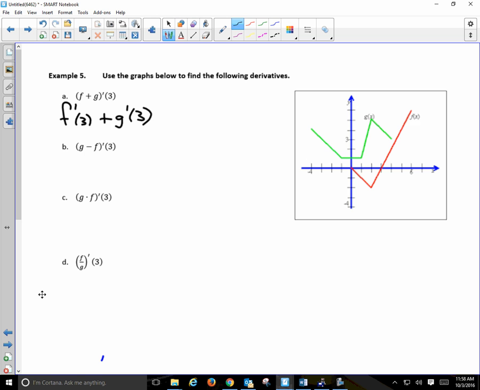Who could tell me what F prime of 3 is? That's F of 3. I want to know what F prime is. F prime means the slope. I want to know the slope. How'd you get 2? You just look at it. Okay, well, maybe you would say this point here is 2, negative 2. It looks like I rise 2 and run 1, so the slope is 2. Good. So 2 plus, what's the slope of G at 3? Negative 1, so you get 1.